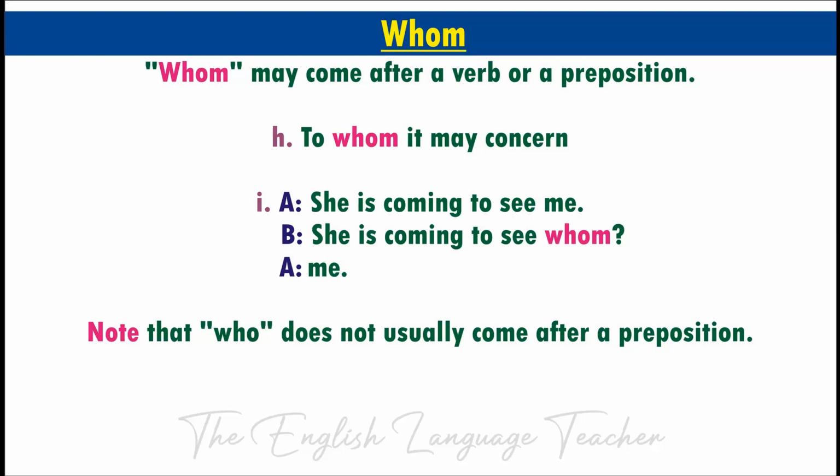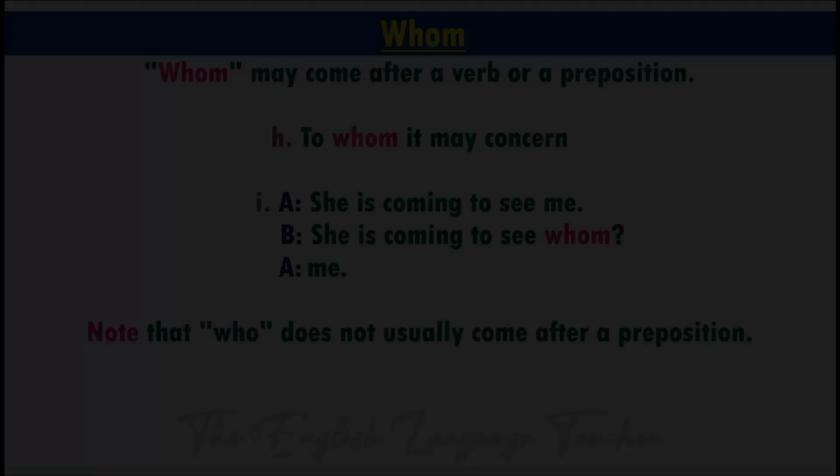Whom may come after a verb or a preposition, as in example H. To whom it may concern. Example I is a conversation between speaker A and speaker B. Obviously, in speaker B's response, we can see that whom comes after the verb see. Let's note this, it is very important. Who does not usually come after a preposition.